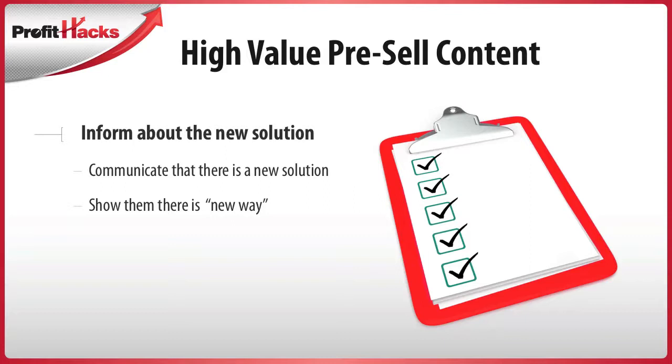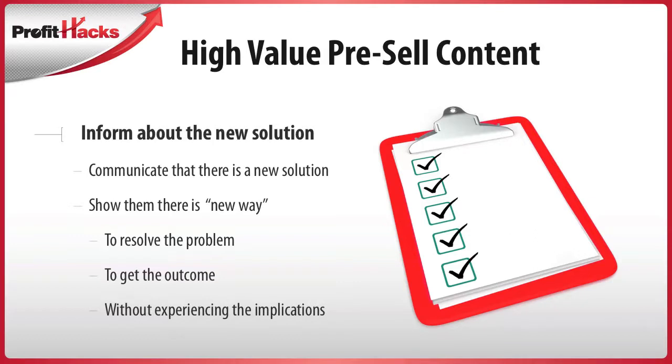Right, and I think the important thing that you mentioned there is that there's a new solution, right? That there's a new way of solving this problem. There's a new way of getting the outcome without experiencing the implications or the problem. And when you think through how you're alerting a group of people who have a problem, that are experiencing these implications, that there's a new, better way to get the problem resolved, make the implications go away, and the outcome that's desired easily accessed.